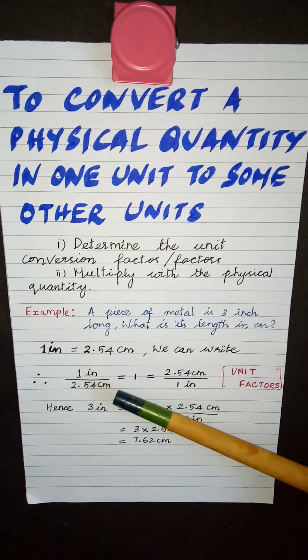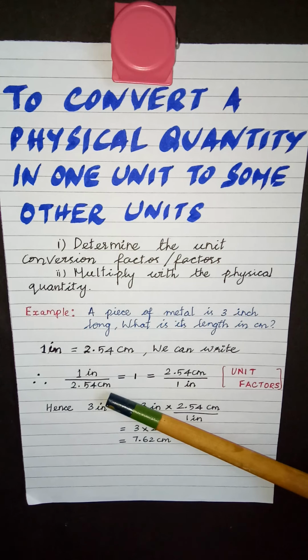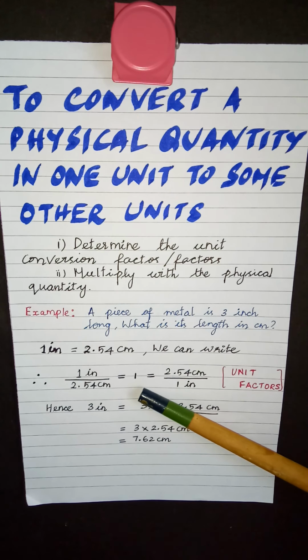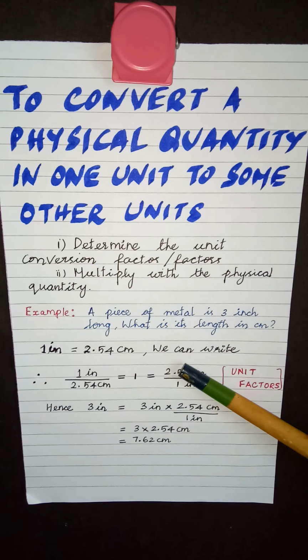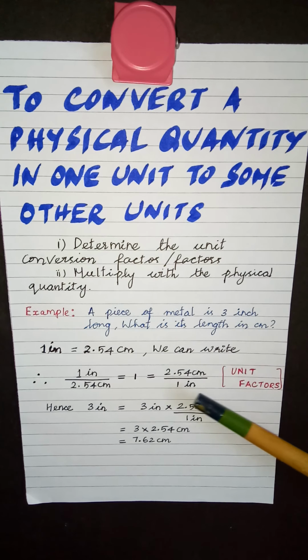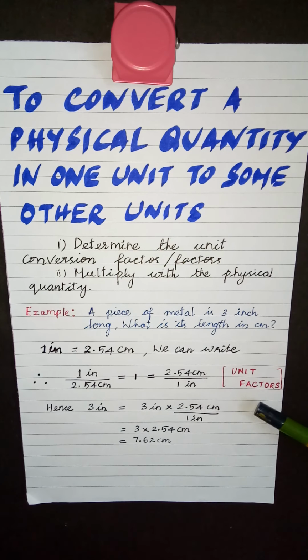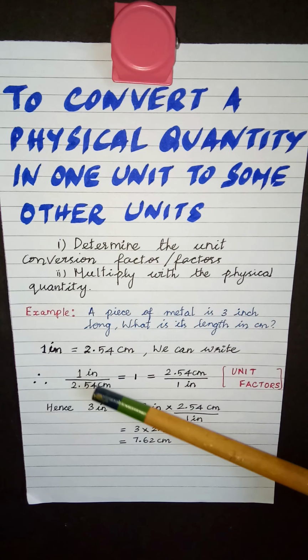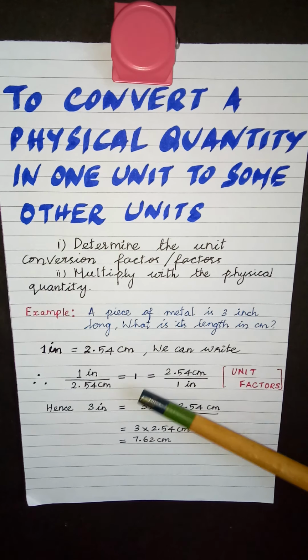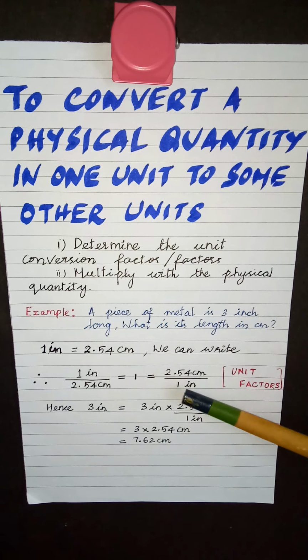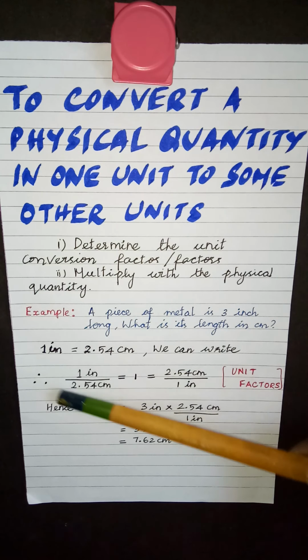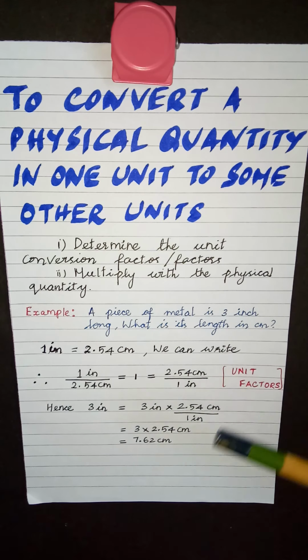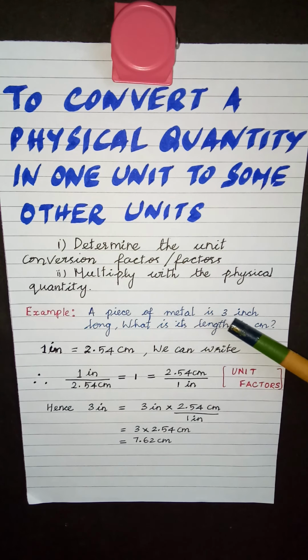So you can write 1 inch by 2.54 centimeter is equal to 1, which is equal to 2.54 centimeter by 1 inch. So this way of writing is called a unit factor. So whatever unit conversion you have, you can divide it and equate it to 1. Same way you can do it with the reciprocal and equate it to 1, and this factor is called a unit factor. Now you are asked to convert 3 inch into centimeter.